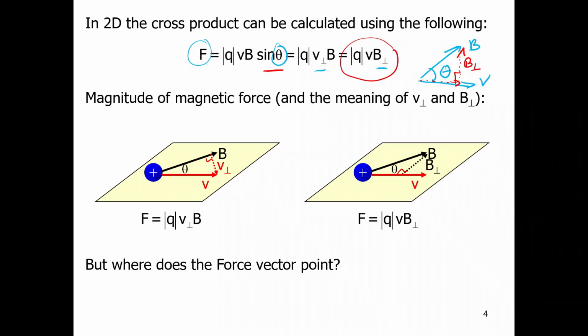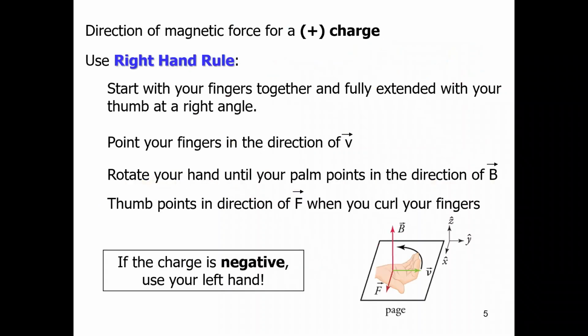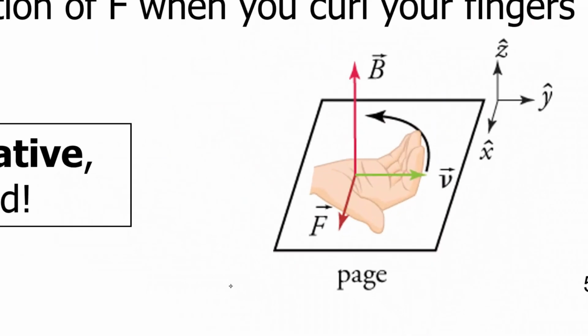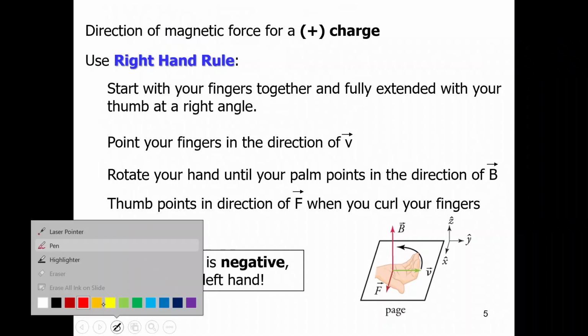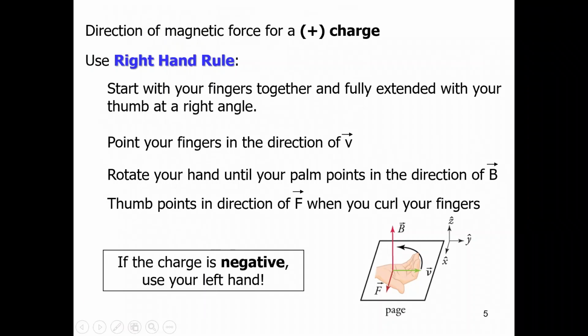Now, where does the force vector point? Well, the force vector is going to be found using a right-hand rule. There are different right-hand rules. I use the right-hand rule that goes for any cross product.